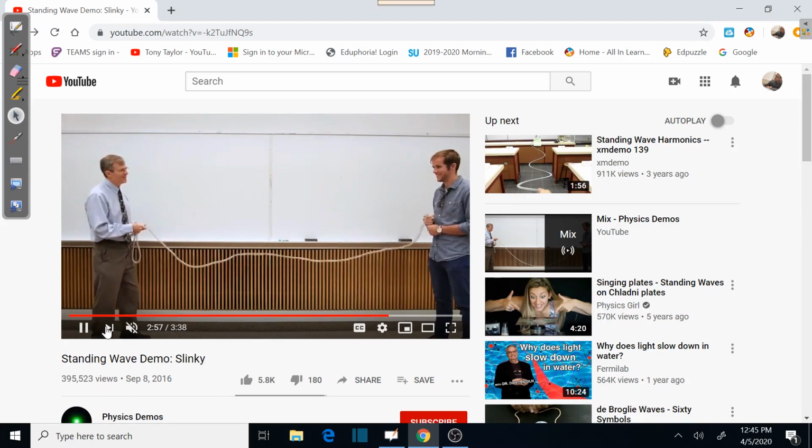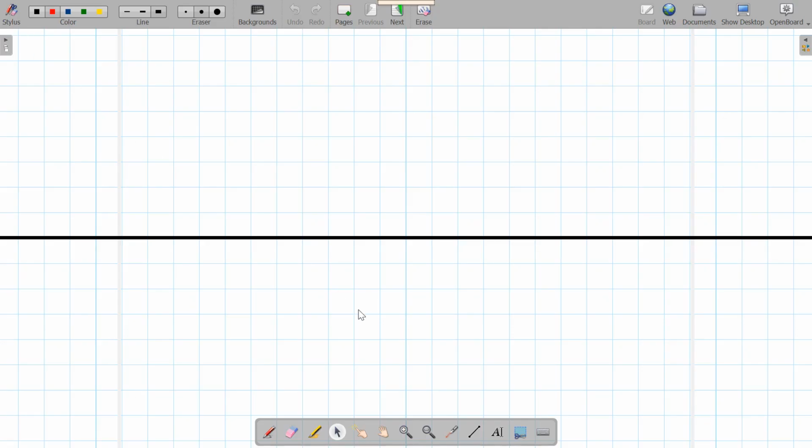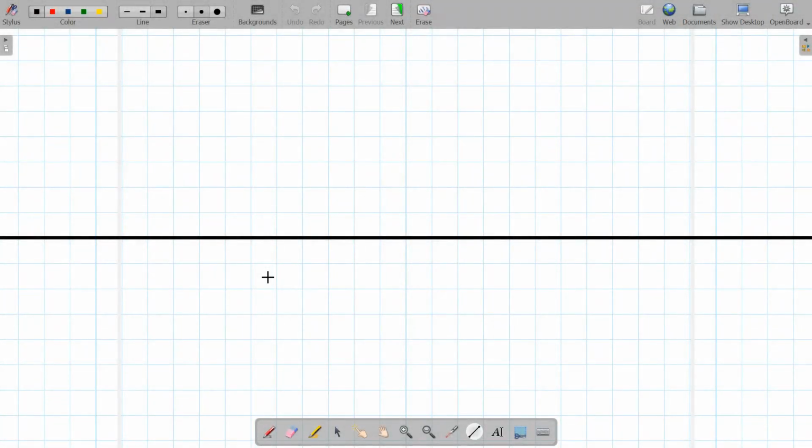So what I want to do this week is focus more on wave interactions, particularly wave interference. Let us look at several examples of wave interference, beginning with this visual here. Imagine that this is a long slinky, and there are two men holding the slinky. There's one man holding the end to the left, and another man holding the end to the right.